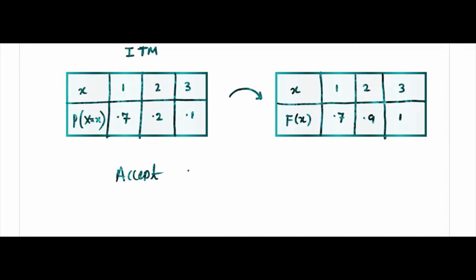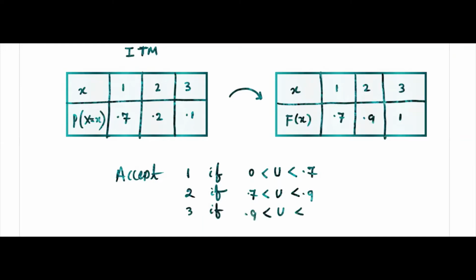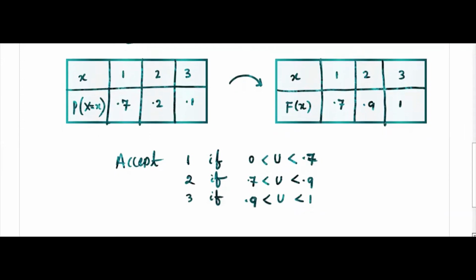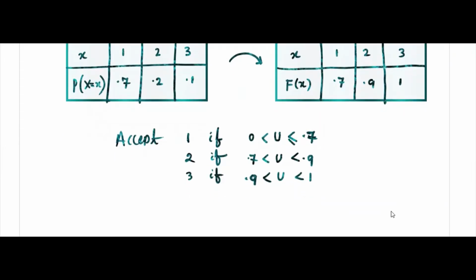We'll write accept 1 if u is between 0 to 0.7. If you get u between 0.7 to 0.9, then accept 2. Accept 3 if u is between 0.9 to 1. Okay. Let's do it first, then I will let you know why. If you want, you can use equality somewhere. It's a continuous distribution, so we will not worry.